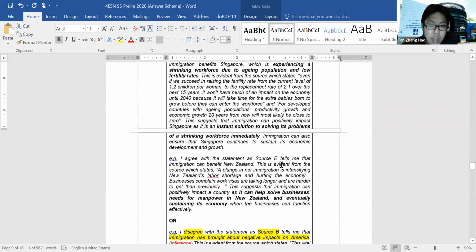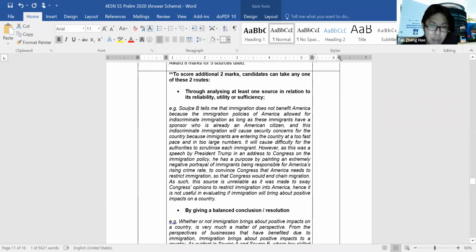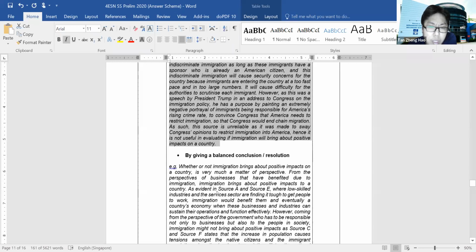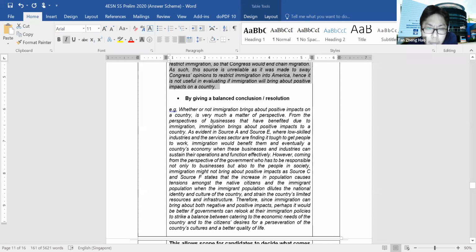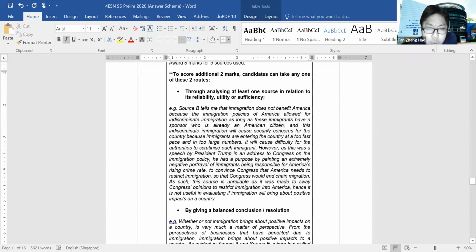Last but not least, you can analyze the reliability of a source. Maybe you can say Source B tells me immigration doesn't benefit. This is analyzing the reliability. They are telling me immigration does not benefit, the inference as usual. But where is the reliability?